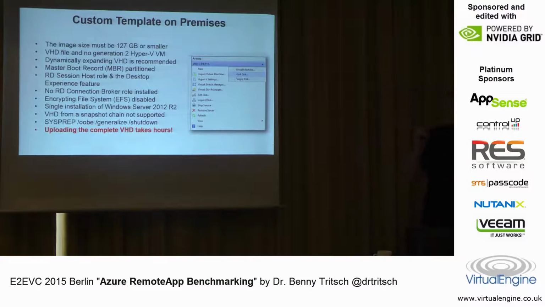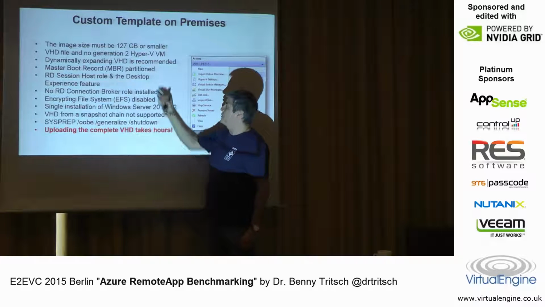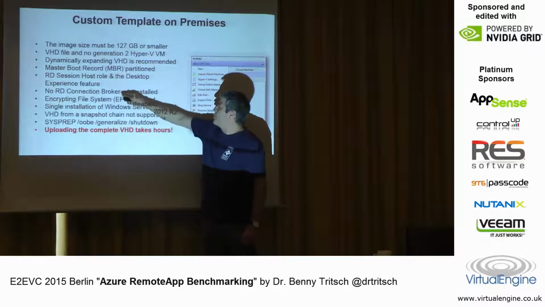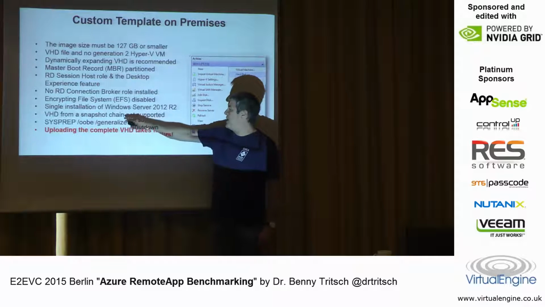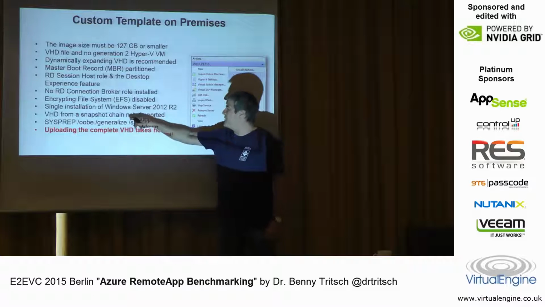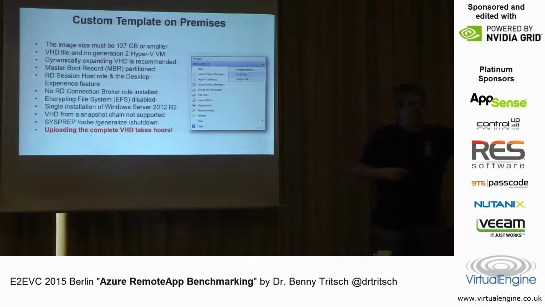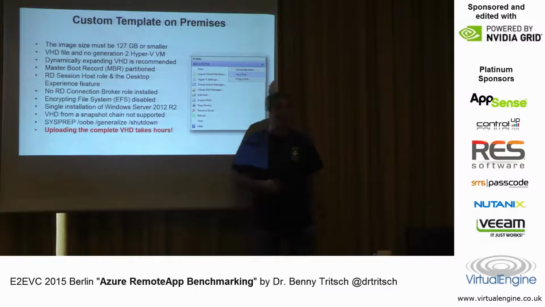How do you create a custom image? This is pretty much the step-by-step guide that you have to go through. You create a VHD, and there are some requirements: no connection broker installation, no encrypted file system, and so on and so forth. In the end, it's like a snapshot that you do, but this snapshot chain is not supported, so you cannot have versioning of your VM. So you need a very clean VHD. In the end, you do a sysprep, and then you upload this VHD.